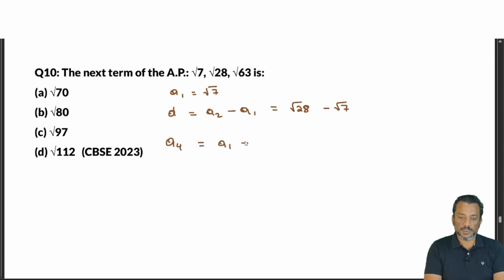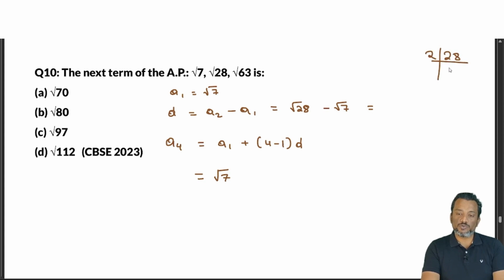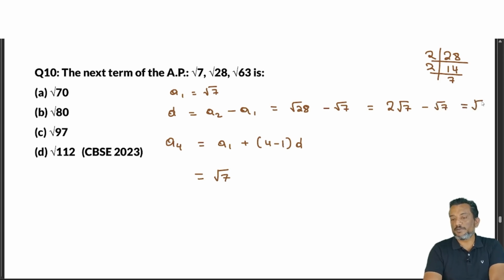Now here you already know A4 is equal to A1 plus 4 minus 1 times d. So A1 is equal to root 7. Many people will get confused here, so see how you can solve. First you can do the prime factorization of 28: 2, 14, 2, 7. So you can say 2 root 7 minus root 7, which means you will get root 7. So d is equal to root 7.